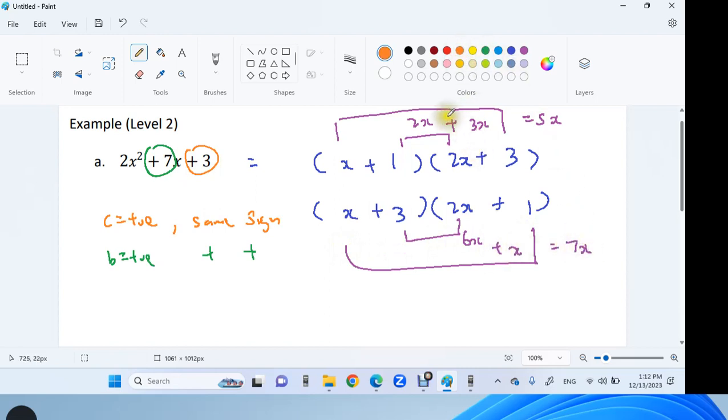Why we use addition? Because C is add, then we take 7. Because the B is 7x, so the answer will be this. So you must try and error. Try which one will be the answer. But if you are experienced enough, skilled enough, then you look at the question, then you know what to put already.